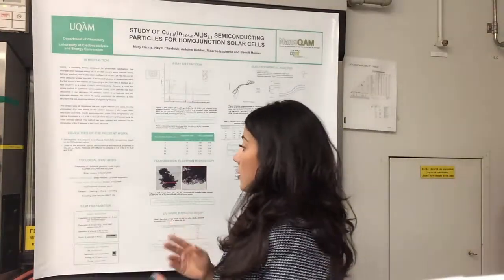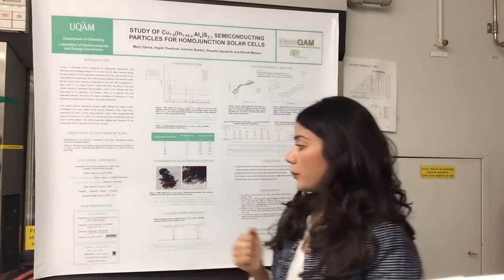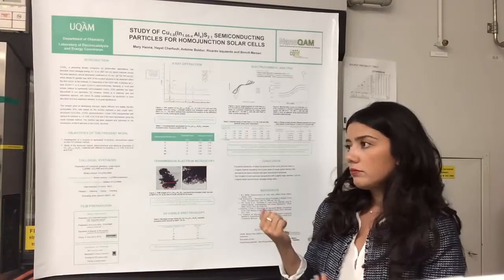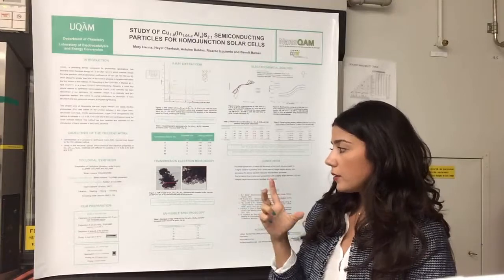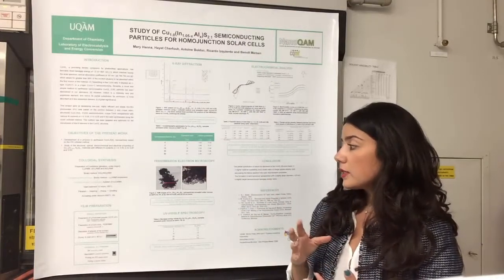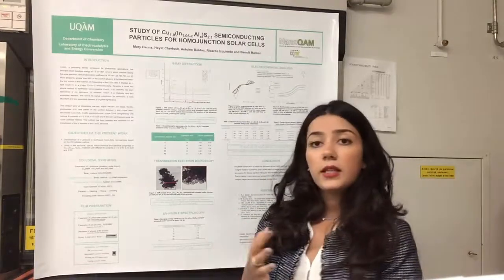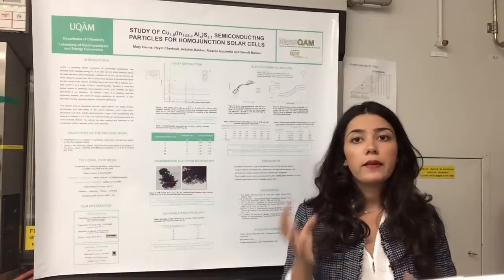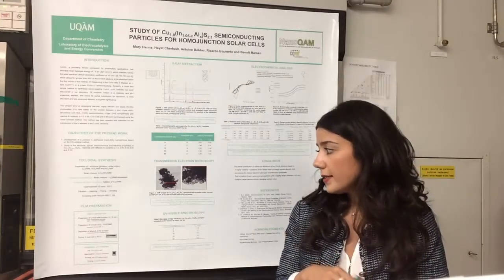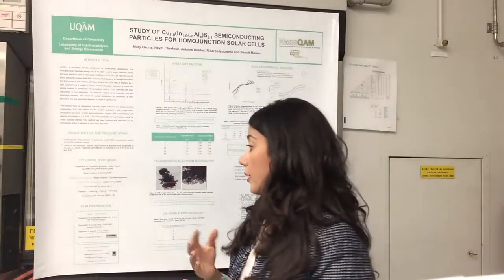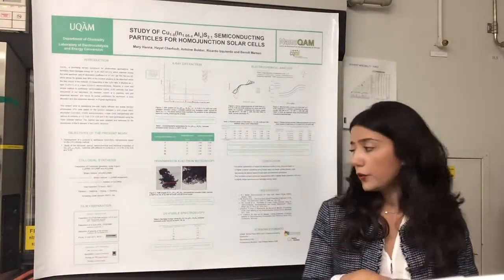Then we have two methods of film preparation. First, we have direct deposition, where we use a pipette and just spread the ink on the ITO. The ink is formed with PVDF NMP solution, and then we add our CIAS. Then we dry in an oven for 24 hours at 40 degrees.